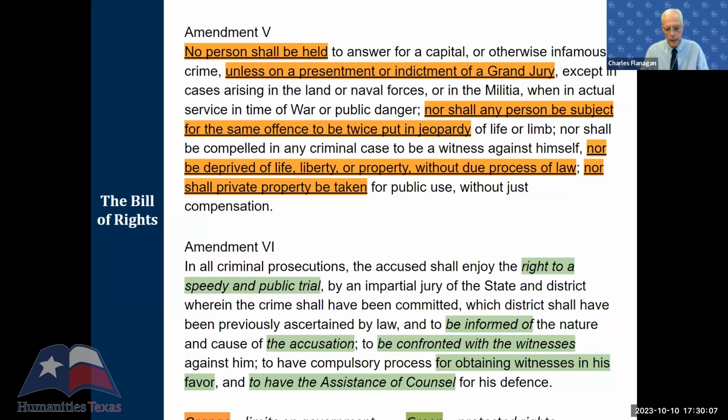What are we saying? We're saying that in Amendment 5, no person shall have to answer for a capital or infamous crime unless on presentment of a grand jury. Nor shall any person be subject for the same offense to twice be put in jeopardy, nor be deprived of life, liberty, or property without due process of law, nor shall private property be taken for public use without just compensation. And so, explicit limits on what government can do. And in 6, you've got these explicit protections. And so, you go through the Bill of Rights in a different way if you're taking it apart this way.